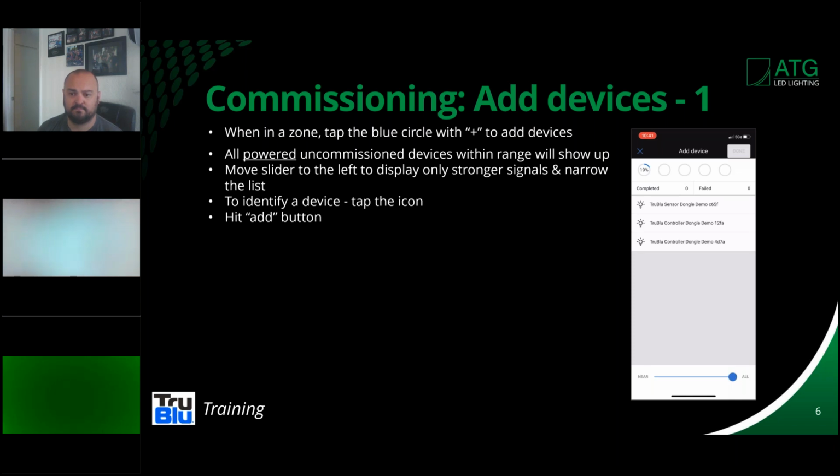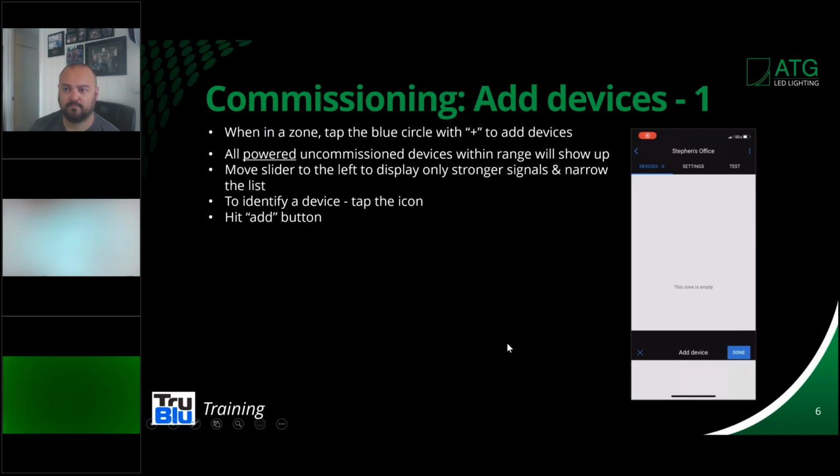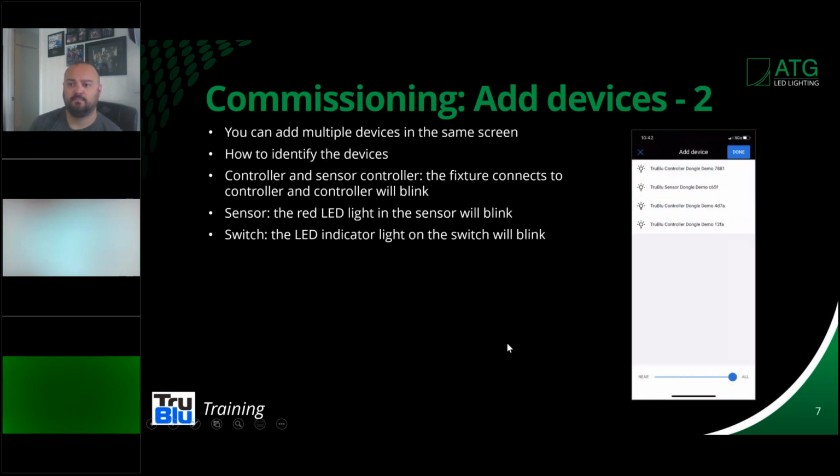So you can slide that a little bit to the left, and it will narrow the signal strength to only pick up the devices that are truly in the zone that you're looking for. So it's a very handy tool to make identifying the devices that you're looking for appropriate for the scene that you're in. Okay. So next, you can add multiple devices in the same screen.